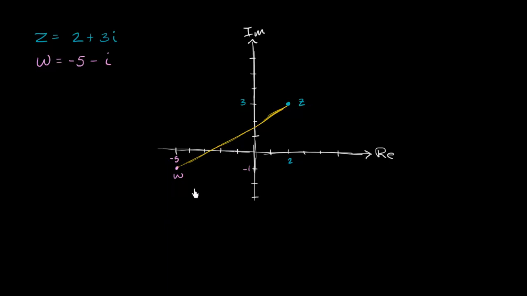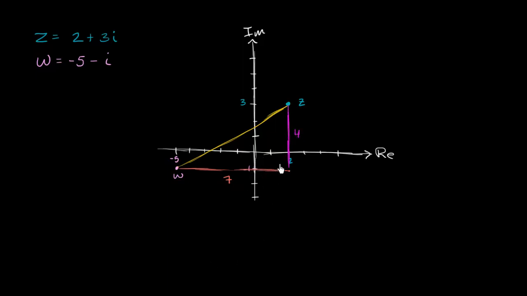So let's think about how much we've changed along the real axis, which is this distance right over here. If we're going from w to z, we're going from negative 5 along the real axis to 2. What is 2 minus negative 5? Well, it's 7. If we go 5 to get to the 0 along the real axis, and then we go 2 more to get to 2. So the length of this is 7. And what is the length of this side right over here? Well, along the imaginary axis, we're going from negative 1 to 3. So the distance there is 4.